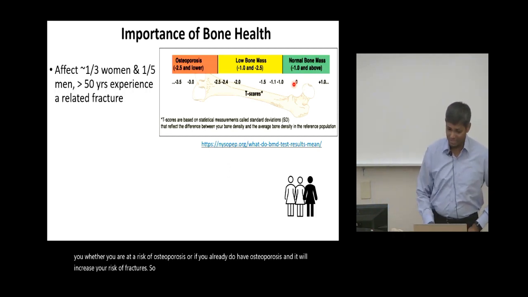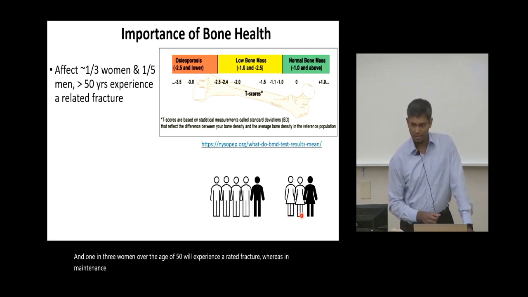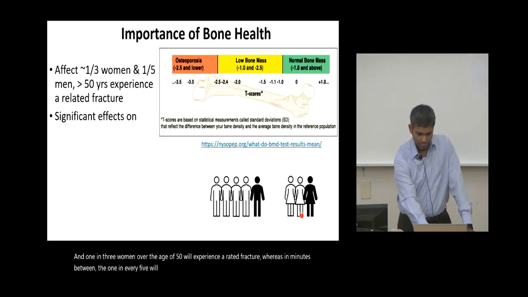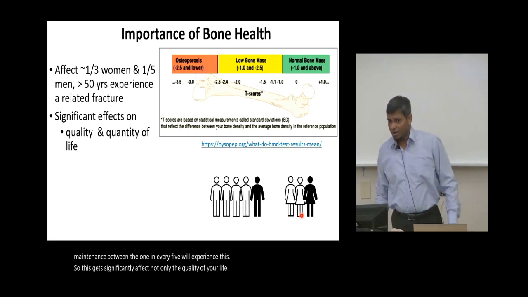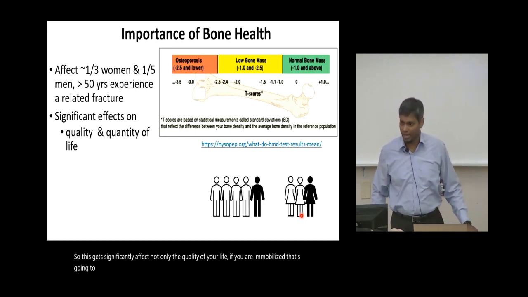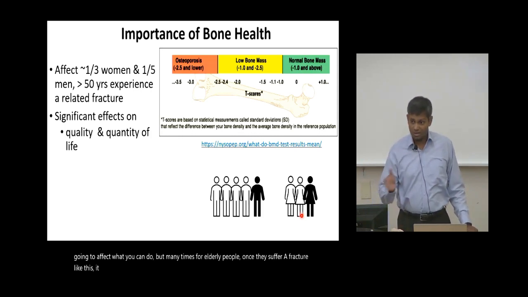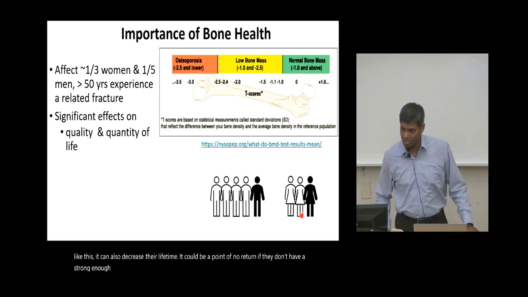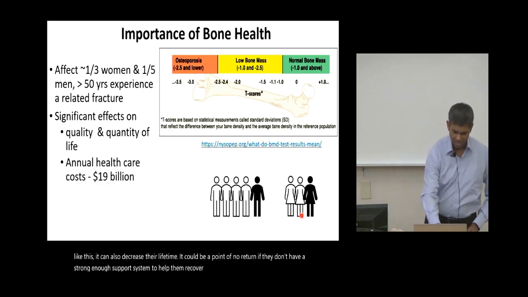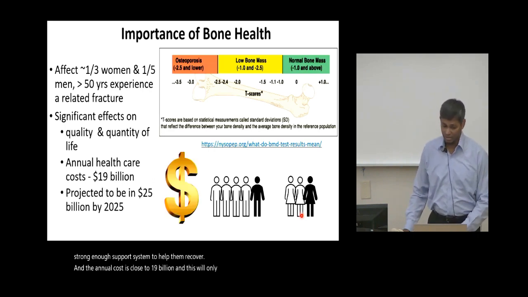Both men and women are affected. 1 in 3 women over the age of 50 will experience a radial fracture, whereas in men it's 1 in every 5. This can significantly affect not only the quality of your life, since if you are immobilized, that affects what you can do. Many times for elderly people, once they suffer a fracture like this, it can also decrease their lifetime. It could be a point of no return if they don't have a strong enough support system to help them recover. The annual cost is close to 19 billion, and this will only increase in the years to come.